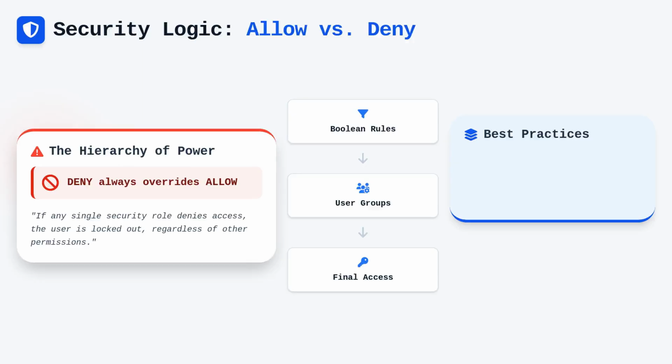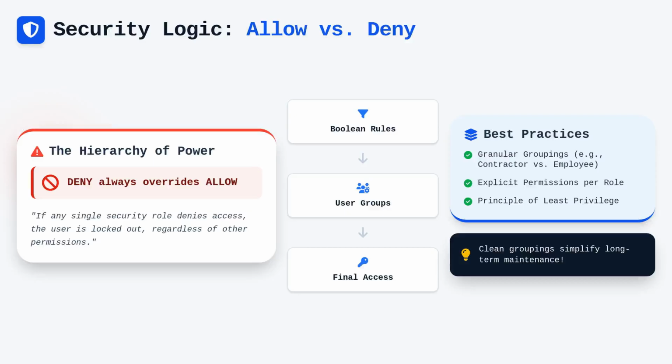If you have a system where temporary contractors only require read-only access while permanent employees require editing capabilities, you should define separate security groups and assign them explicit permissions. By keeping these groupings clean and granular, you simplify long-term maintenance and adhere to the principle of least privilege.